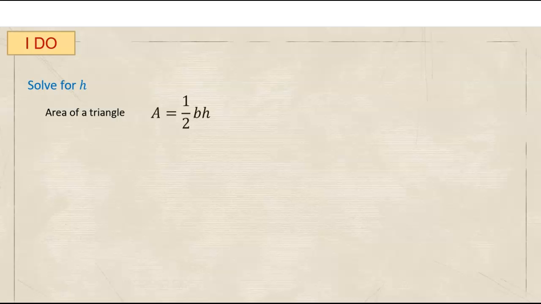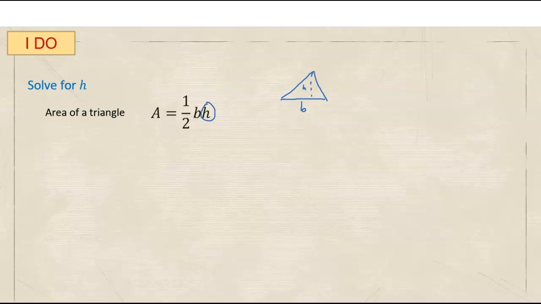Solve for h. This is the area of a triangle. This is a formula that gives us the area. So area is 1/2 times the base times the height. So when we have a triangle, looks like that. This length is b. And then we have a height right there. And the area is 1/2 times the length of b times the length of h. They want us to solve for h.